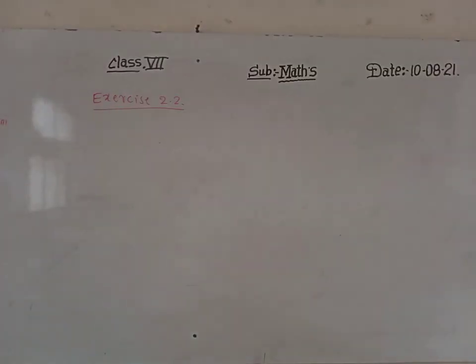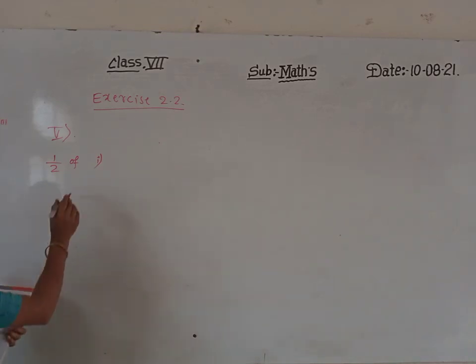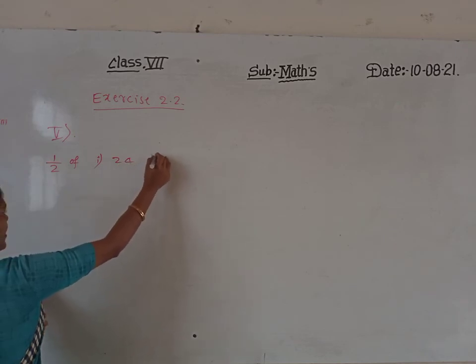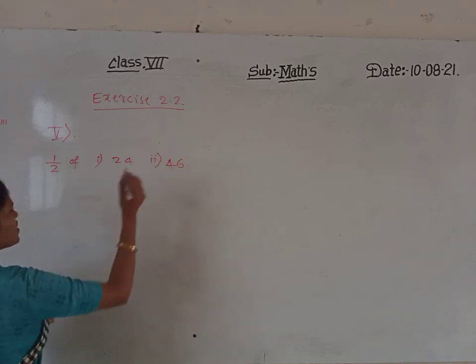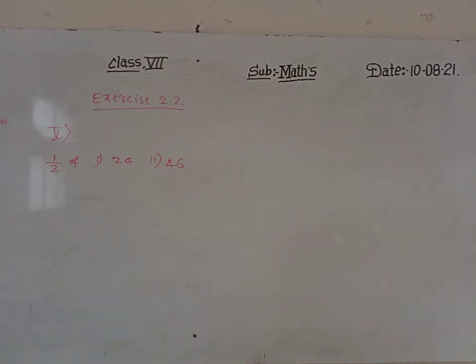Main question 5th one. What is the question here? Find 1 by 2 of. Very interesting. 1 by 2 of. Yesterday I gave some similar questions as homework. Of means what here? Multiplication. This fourth main, will you do it? Easy. 1 by 2 of, first one 24, second one 46. How to do this? Just like multiplication, multiplication of a fraction by a fraction.